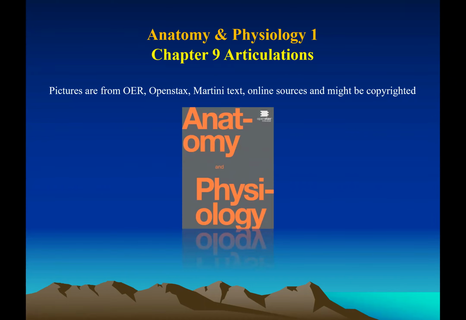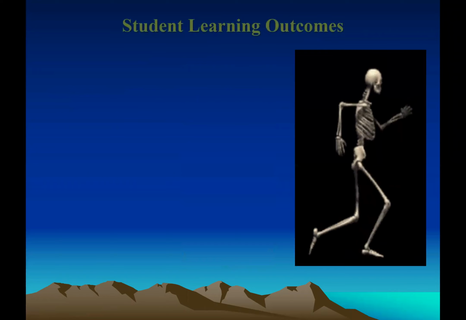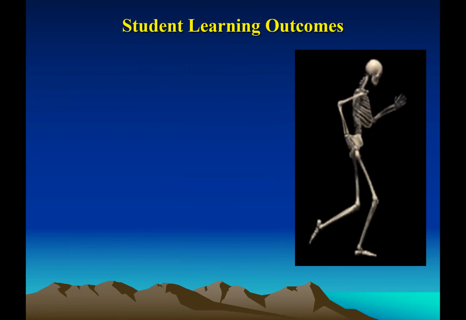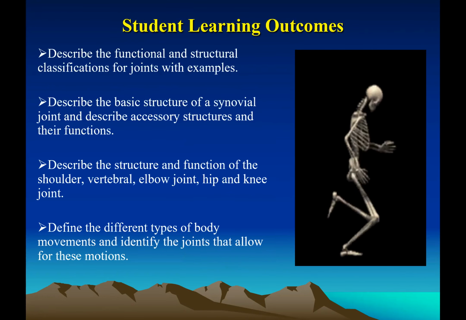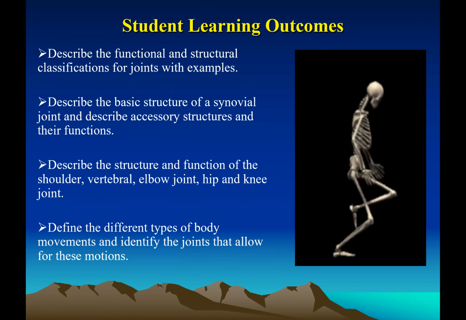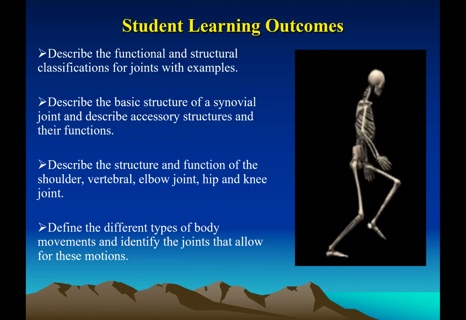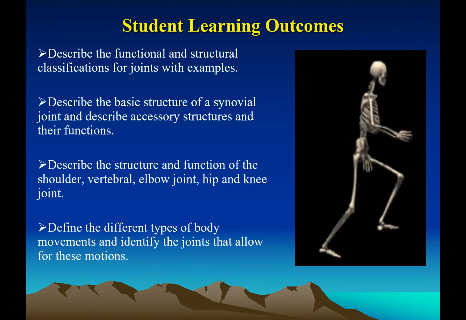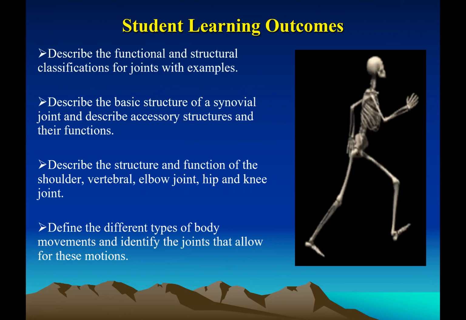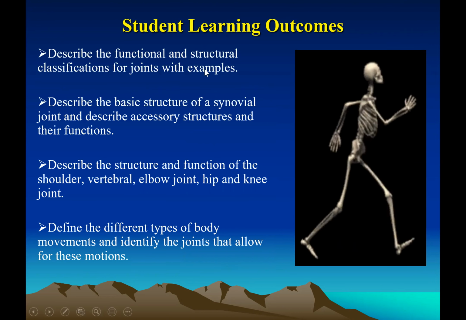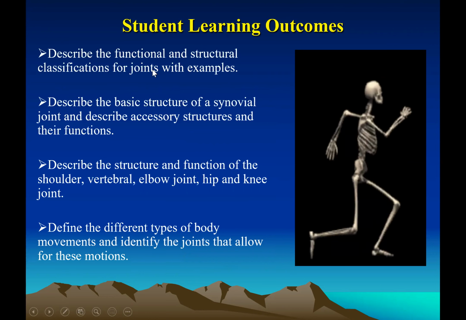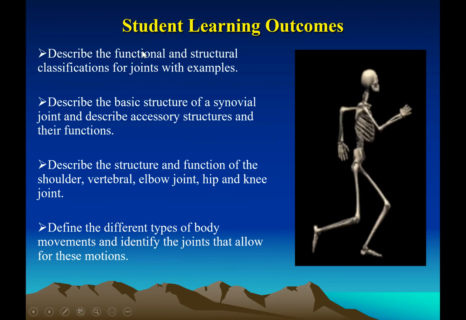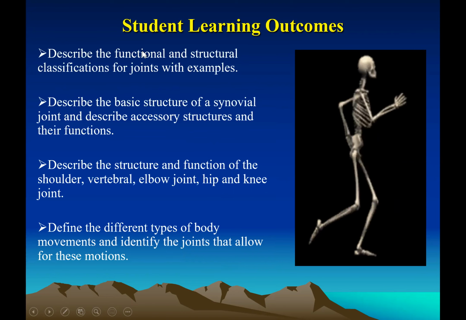Hello, welcome to the chapter on articulations. The main student learning outcomes in the chapter are to understand the importance of joints and how they are classified. There are two main ways to classify them: the functional classification and structural classification.